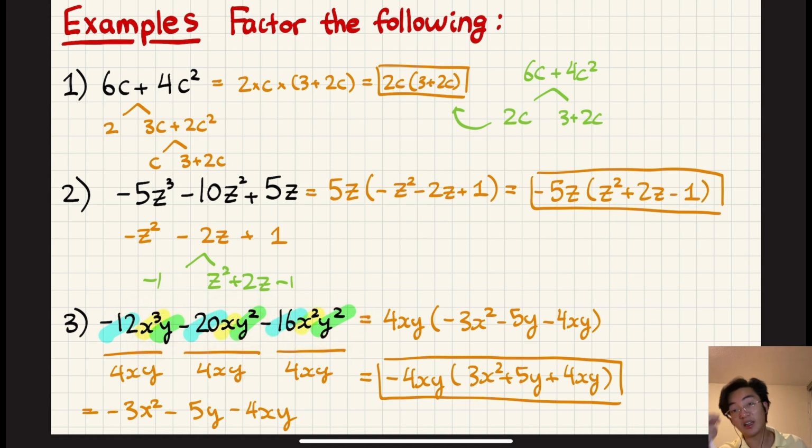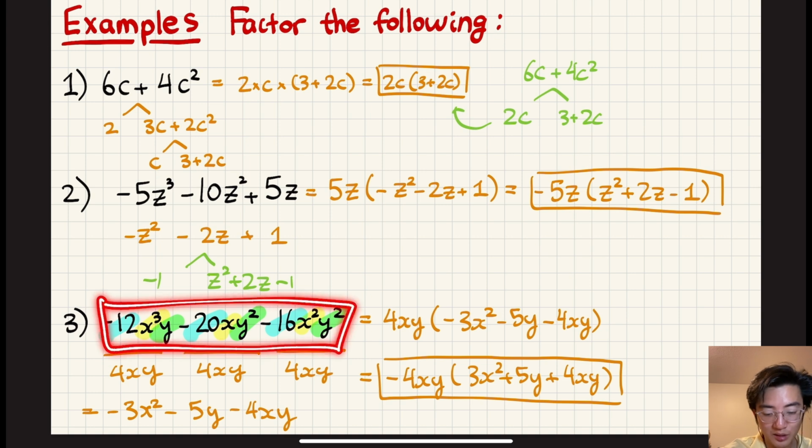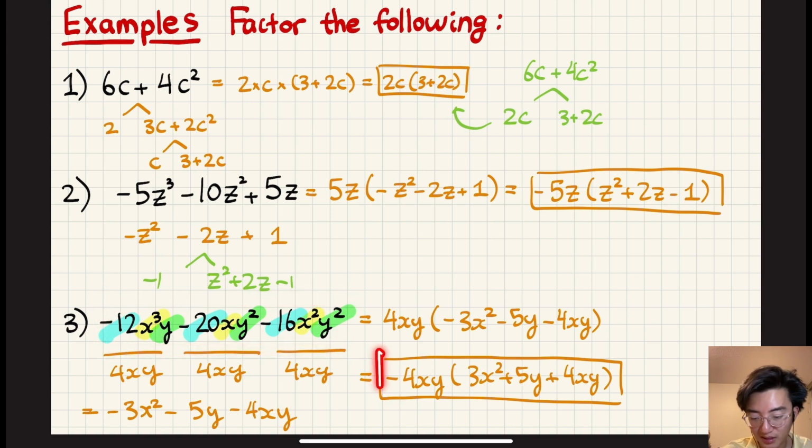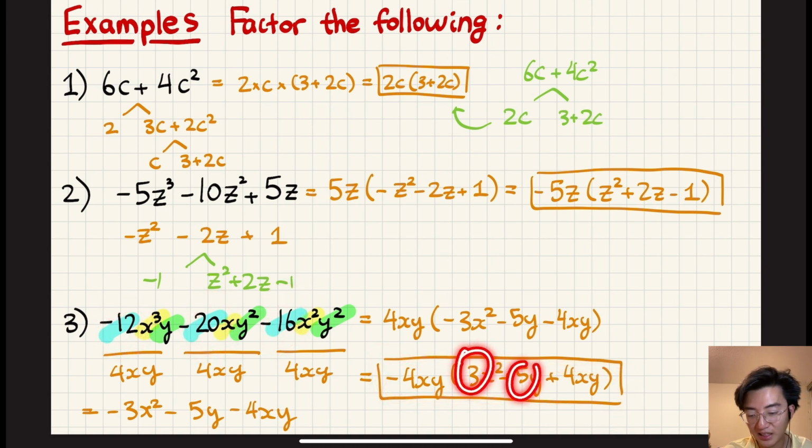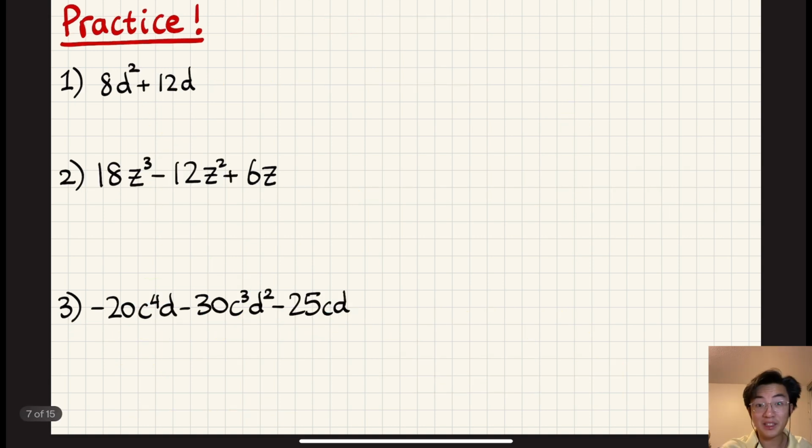We can see that a lot of the terms have multiple powers of the same variable, which means that we can take out a few powers of the variable just so that it's smaller numbers to work with. Right, so the whole point of factoring is to go from big numbers to smaller numbers. Instead of a 12, 20, and a 16, we have a 3, a 5, and a 4. So factoring just makes our numbers smaller and easier to solve. With that being said, let's do some practice questions. So pause the video here and try to factor those polynomials.